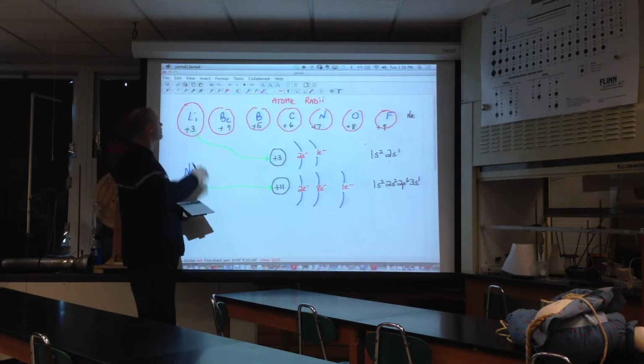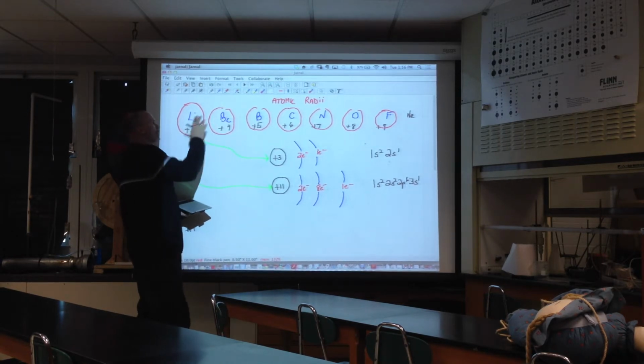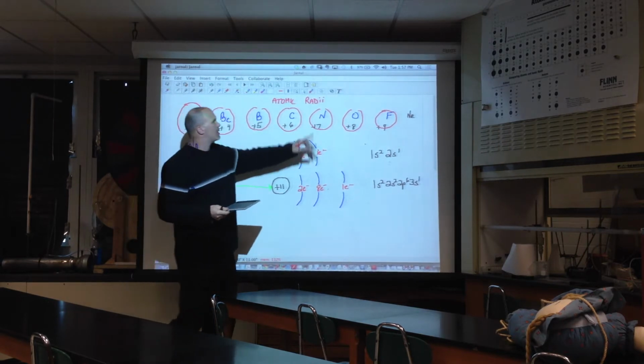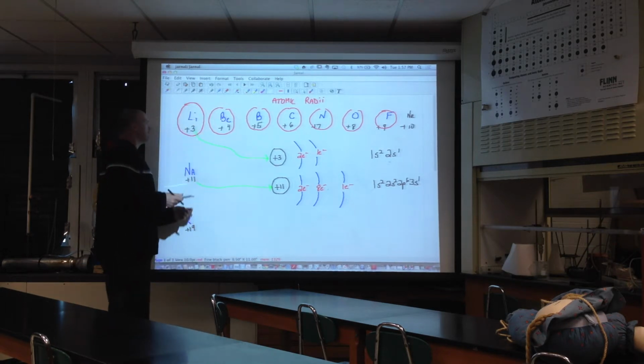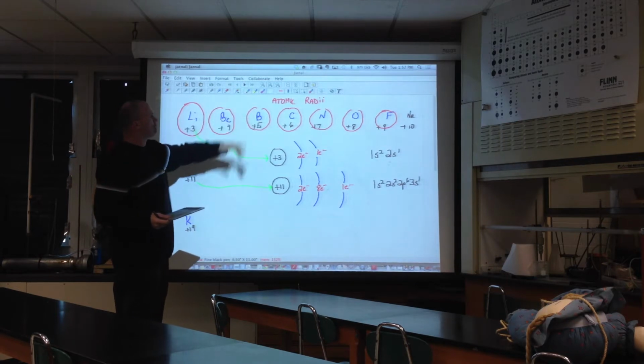Lithium is atomic number 3, so it's got a positive 3 charge. Beryllium is positive 4. Boron, positive 5. Then we've got carbon, nitrogen, oxygen, fluorine. And of course, neon would be plus 10 because its atomic number is 10. So what I'm writing is the charge due to the nucleus, and that charge is due to the proton number.